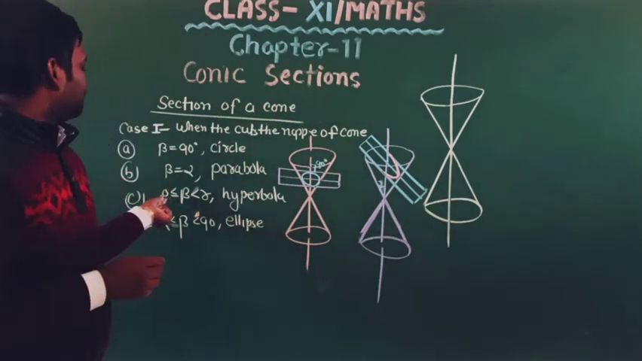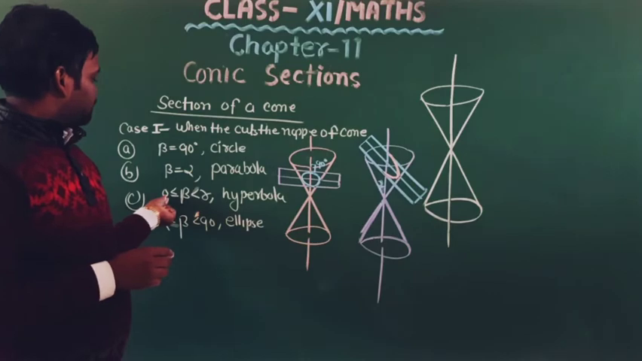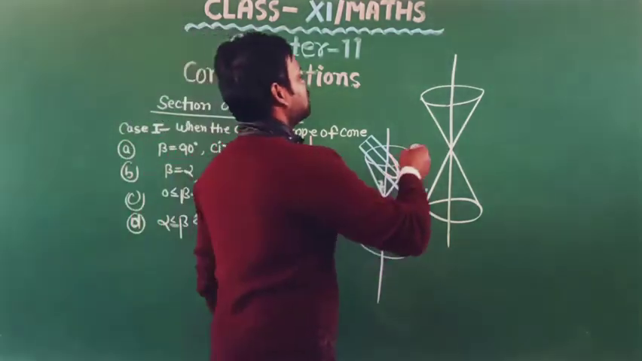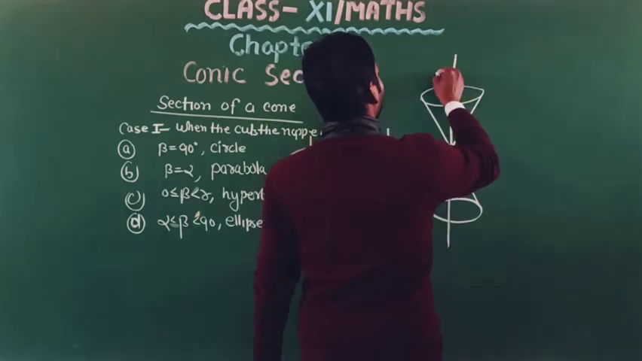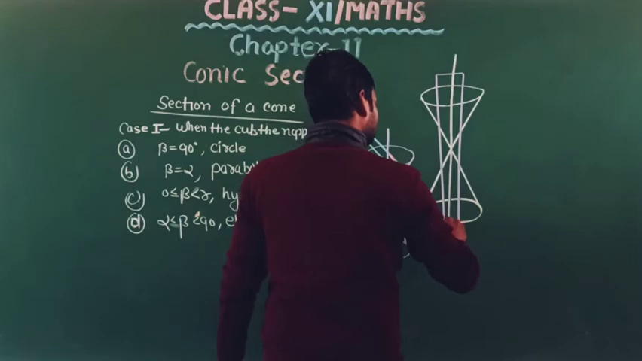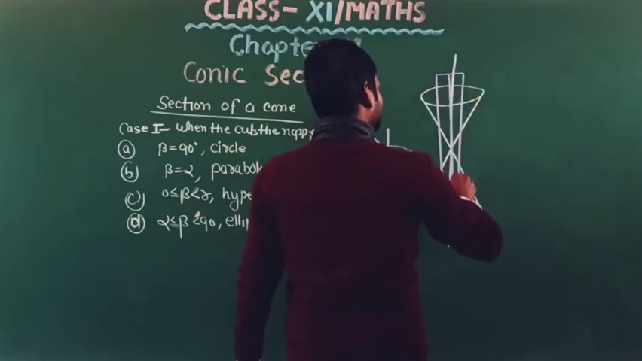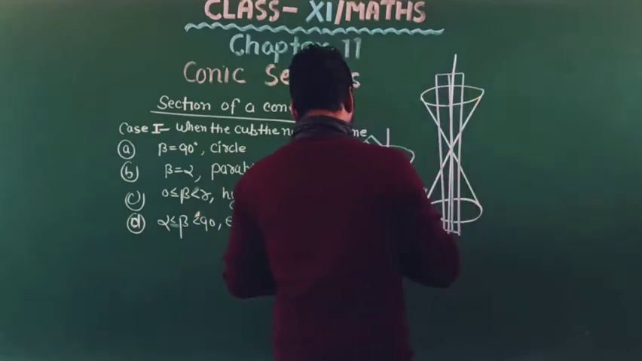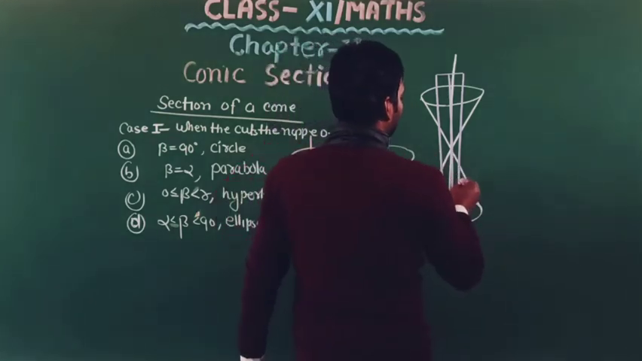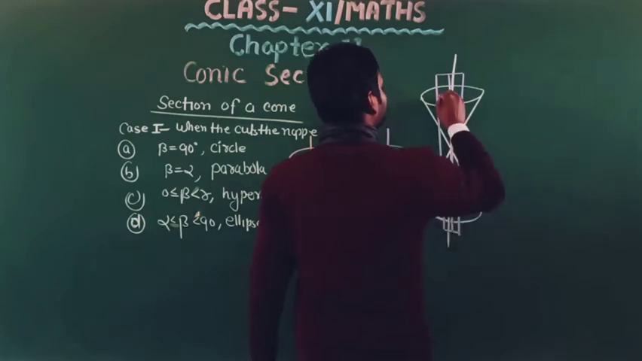Beta is equal to 0 or greater than 0 and less than alpha. So this means the plane will be like this. In this case the curve obtained will be a hyperbola like this. This is a hyperbola.